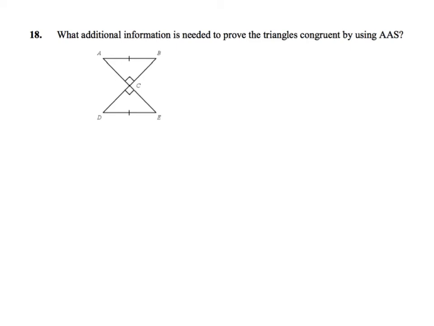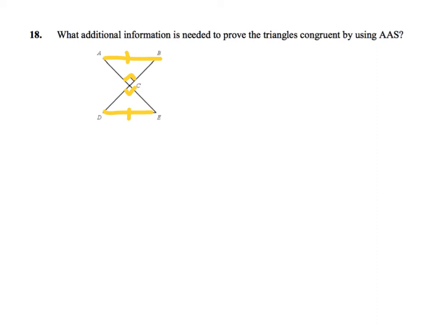18 says, what additional information is needed to prove the triangles are congruent by angle, angle, side? So remember, this means I need two angles and a side, and my side should only touch one angle. Right off the bat, I notice we have C, these two angles here that are congruent, and we have a side across from it. So that means I need one more angle, and my angle needs to touch my side.